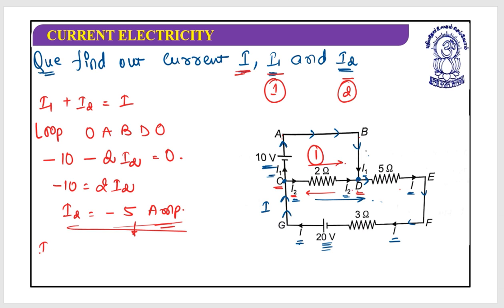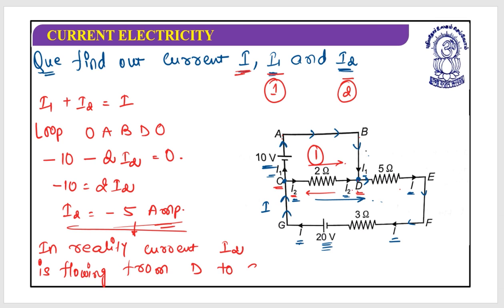That means in reality, current I2 is flowing from D to C. This is what it represents, because at the initial point, when I don't know the values, I don't know the loops, I'm just dividing the currents, I just go with the flow. That means this is the master battery. From here current should be moving, wherein when a junction came, I'm going to divide the current and I will just go with the flow.